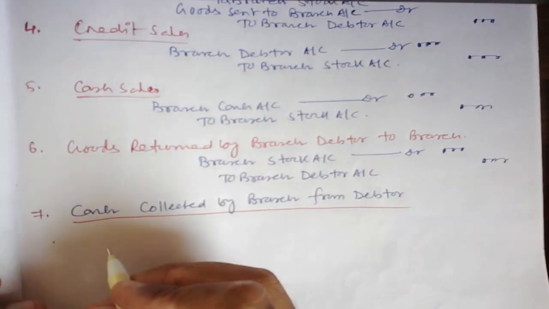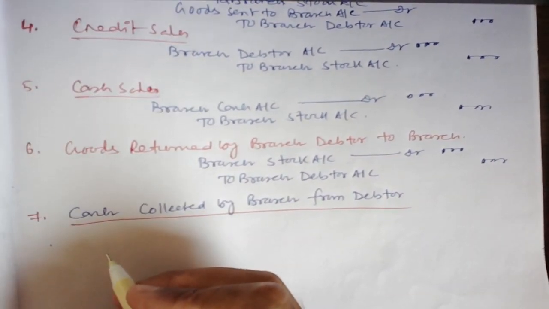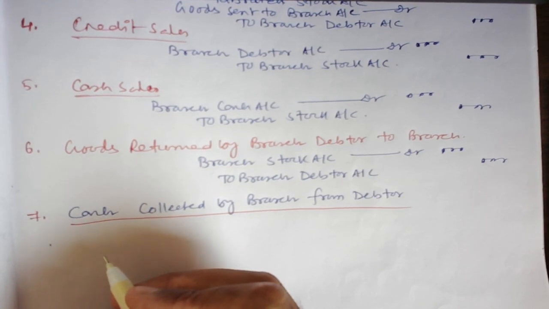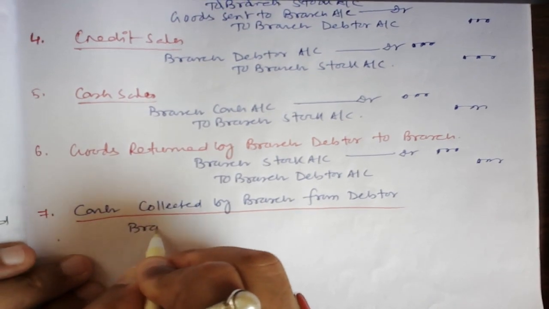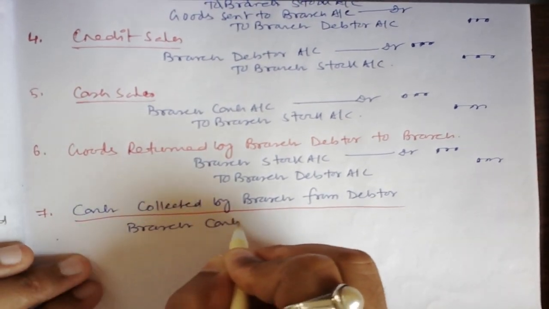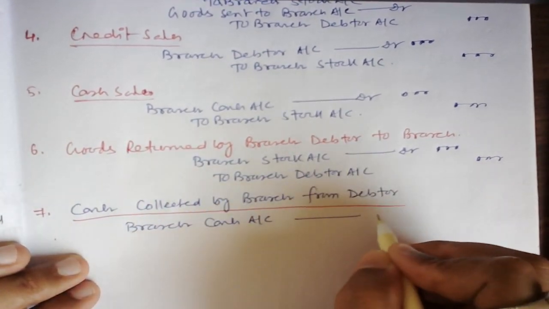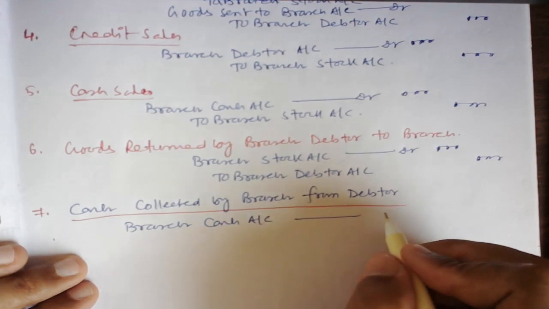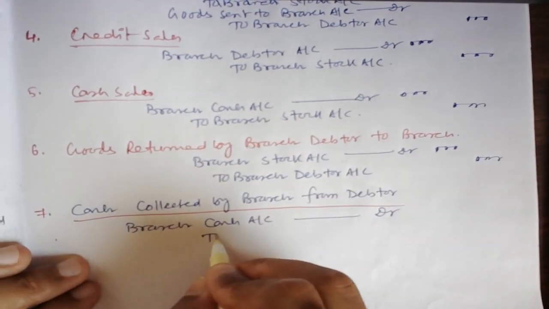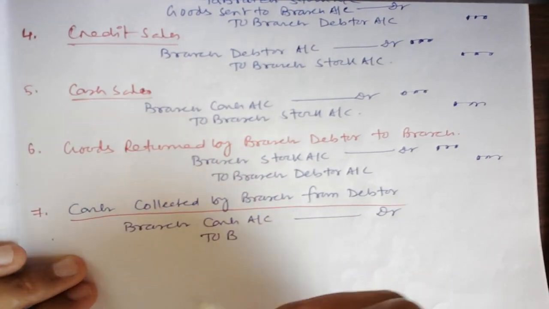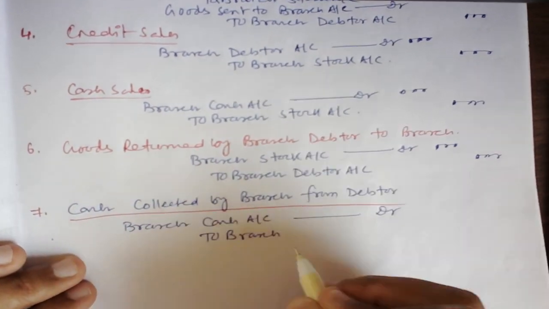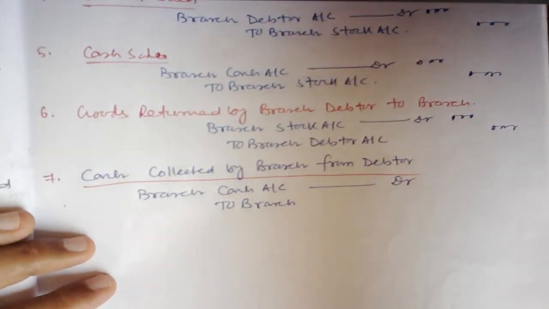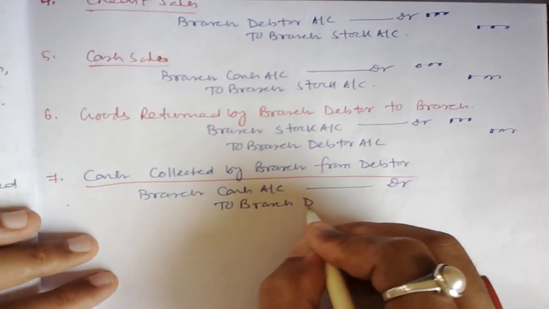So what will be the generality in this case? Branch cash account debit to branch debtor. Like the generality with respect to the bank account debit to debtor or cash account debit to debtor, like that. Same generality. Okay, when cash is received from a customer in the normal course of business, branch debtor account. Done, sir.